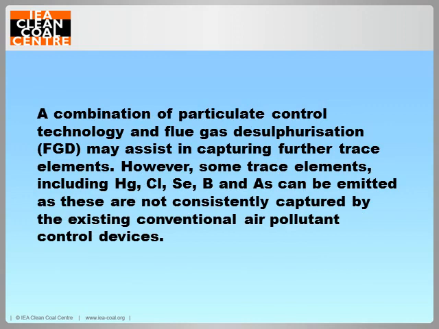Trace elements that are not captured in the electrostatic precipitator or fabric filter device may be removed by a downstream flue gas desulfurization system for SO2 control. The most widely used FGD system is the wet scrubber technology, followed by spray dry scrubbing and, to a lesser extent, solvent injection. These are discussed in detail in several IEA Clean Coal Center reviews. Combining a particulate control technology with FGD may assist in capturing further trace elements.